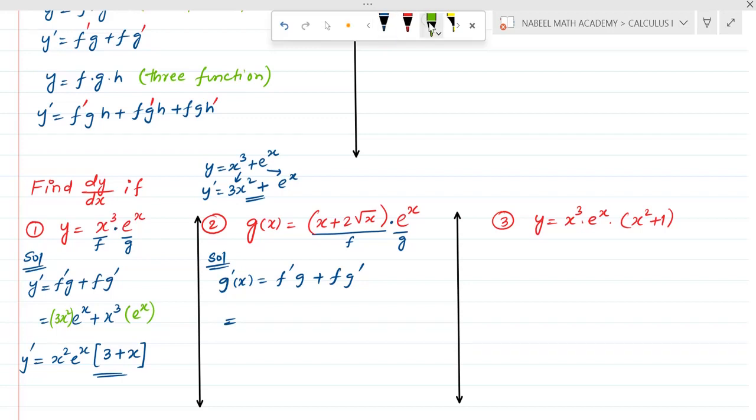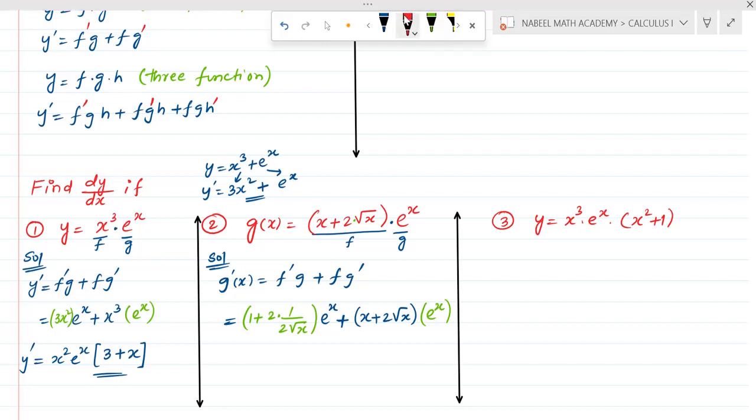Now therefore, the derivative of f is 1 plus 2 times, where 2 is a constant like a c, and then since it is the root x, it is 1 over 2 root x. So the derivative is done and g is fixed, e power x is fixed, plus f is fixed now, x plus 2 root x is fixed. What is the derivative for g? It is equal to e to the power x.